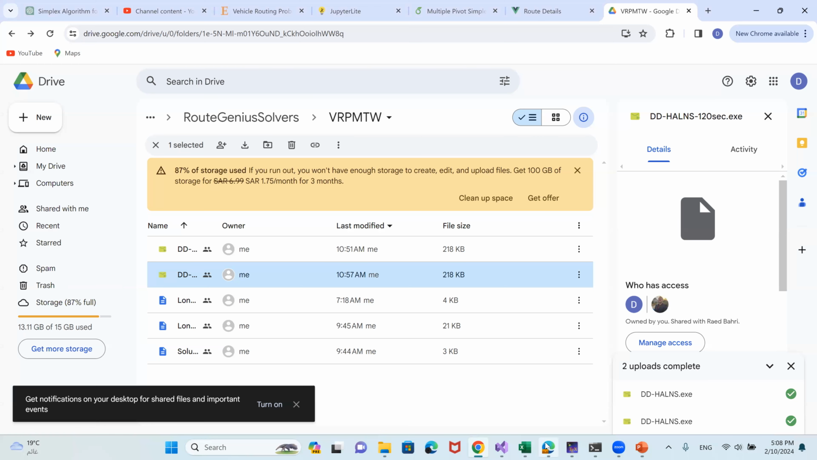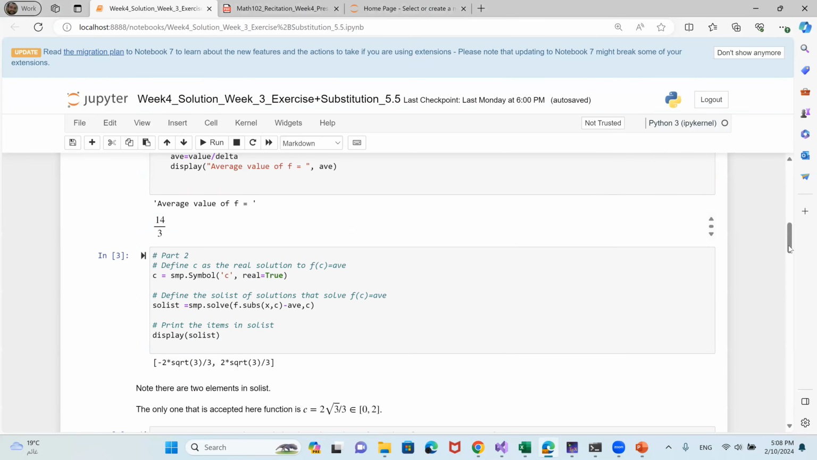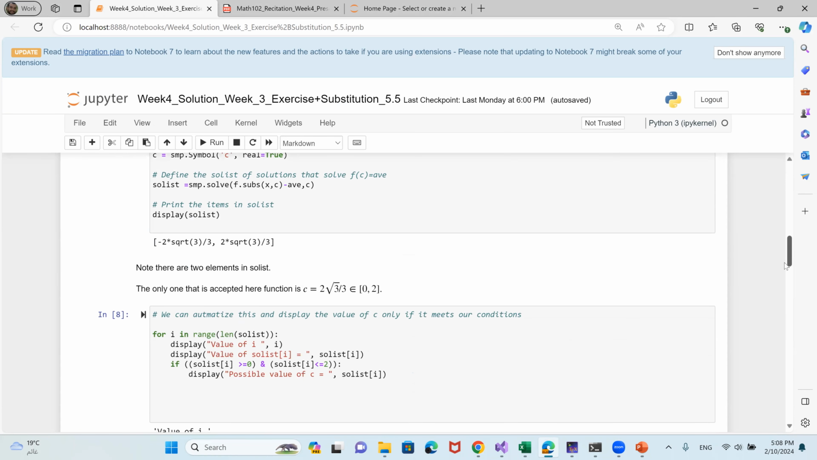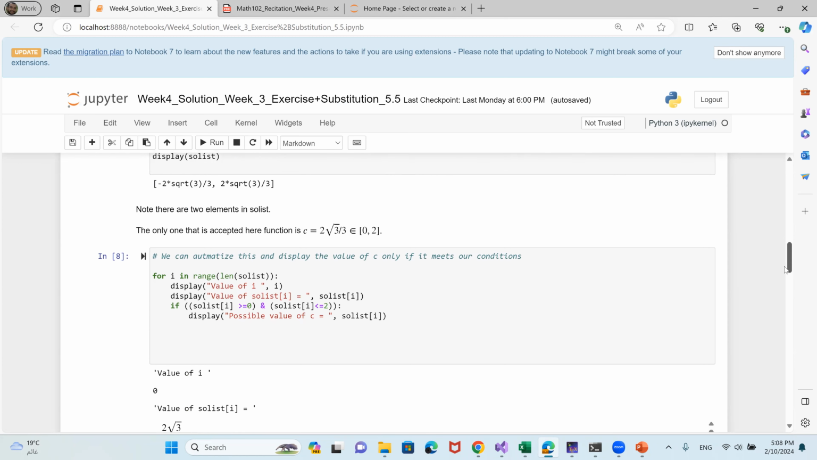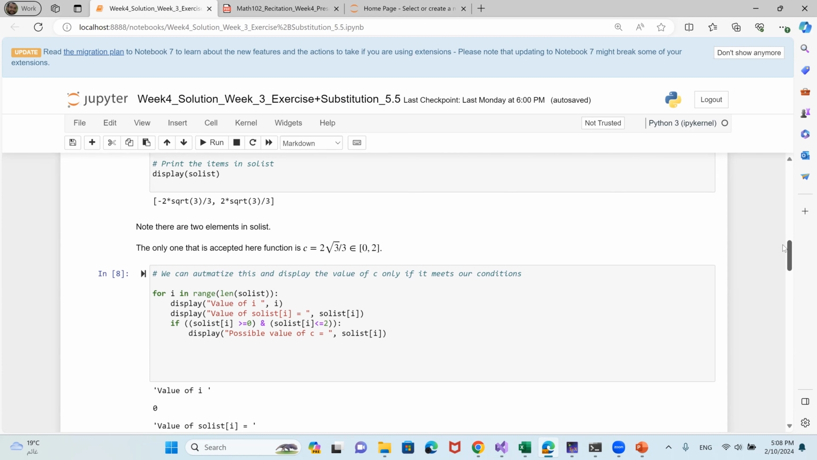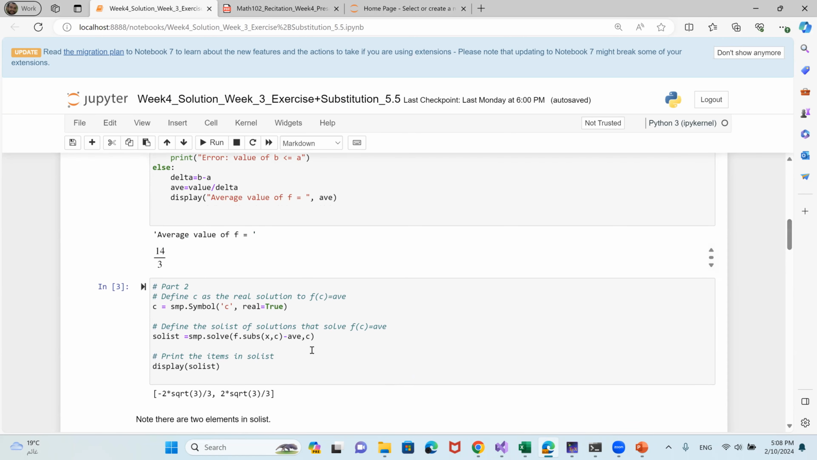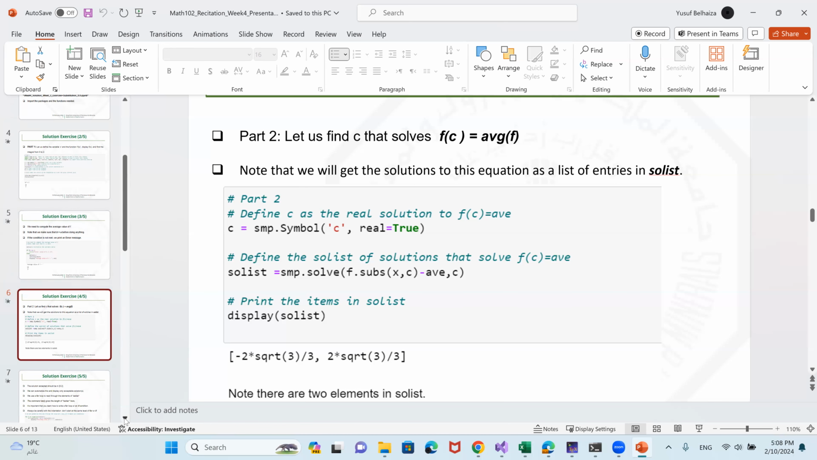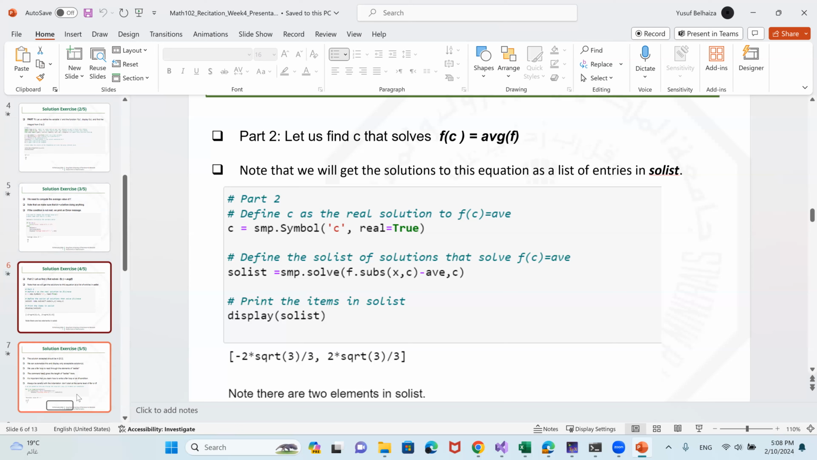So the Python part is here. That's for the value of f. Here we solve it, and we found the two roots, and then we need to find out which one belongs to the interval 0, 2. To do that, we will have to learn a couple of things, and here I review with you the things we need to learn from this week's class.